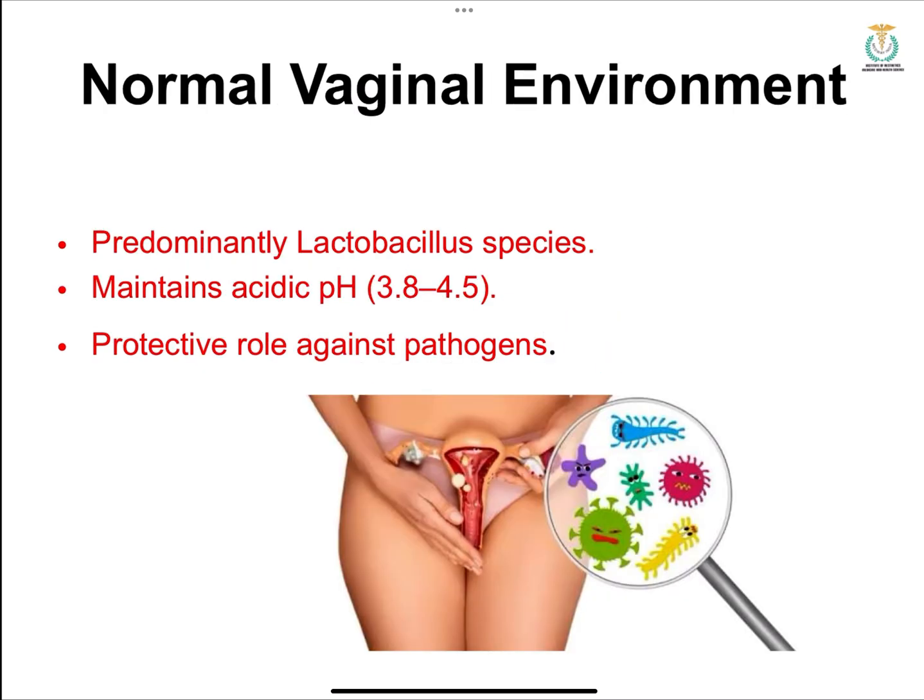First, we'll see about the normal vaginal environment. Normally, the vaginal environment in women is predominantly lactobacillus species, and it has a normal pH from 3.8 to 4.5. It maintains an acidic pH, and it plays a protective role against pathogens. So this is the normal vaginal environment which is commonly present in normal women. When there are any variations in this, it can lead to vaginitis.